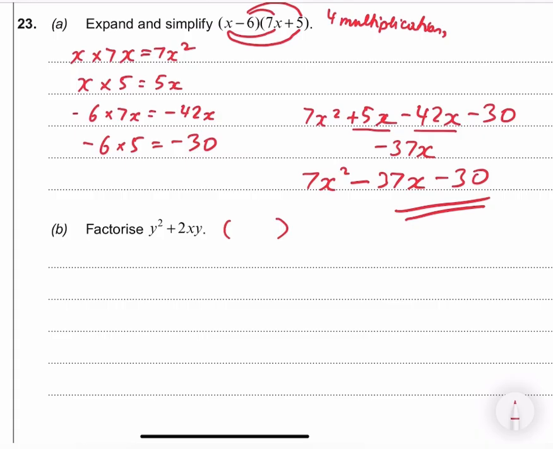Okay, and the last question is factorize. Is it the last one? Factorize means we have to put brackets in there, find the common factors and put them outside of the bracket.